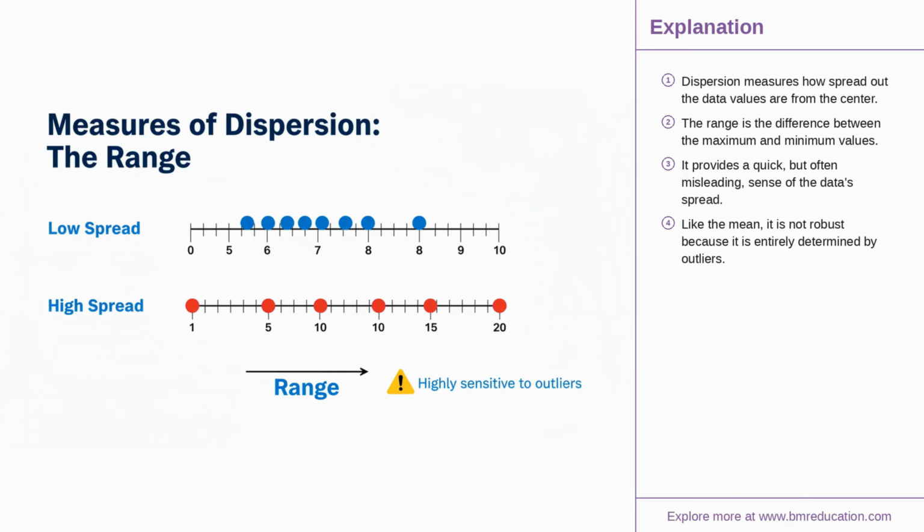We also need to know how spread out the data is. This is called dispersion. The simplest measure is the range, calculated as the maximum value minus the minimum. While easy to compute, the range is extremely sensitive to outliers, as it depends entirely on the two most extreme points in the data.